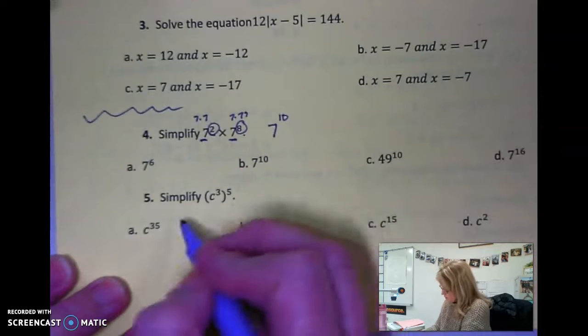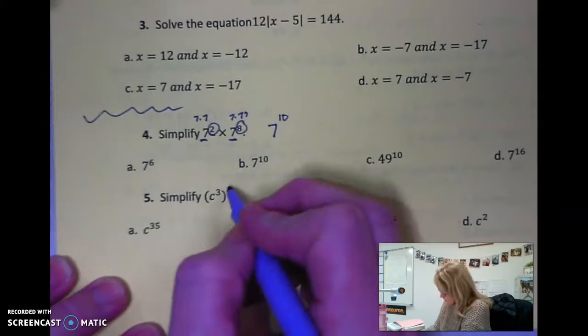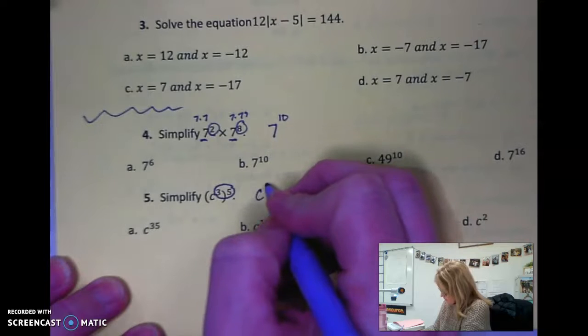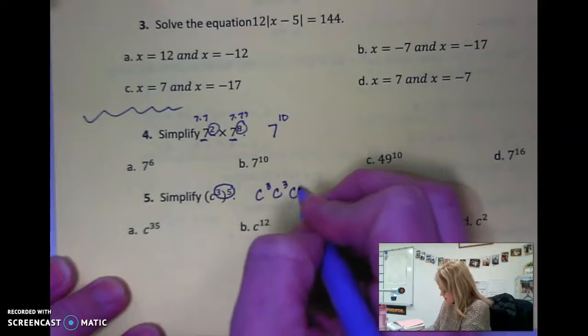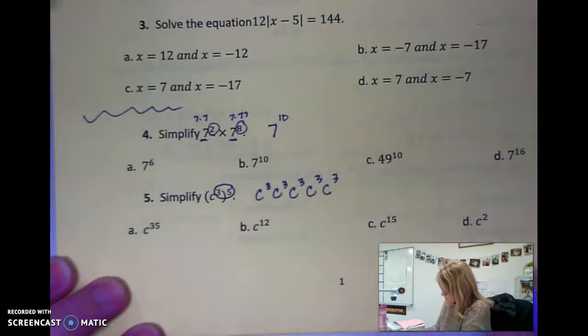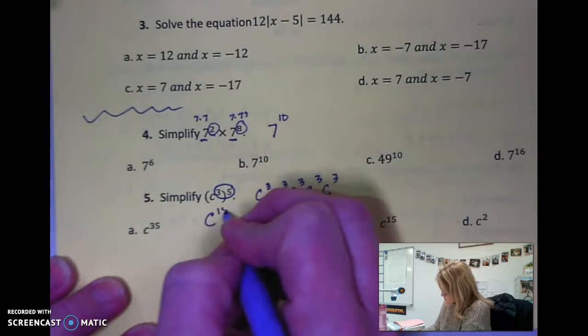We also learned that when you have a power to a power, the trick here was to multiply, because this is like having 5 c to the third, and then we have 3 of each of these, so this would be c to the 15.